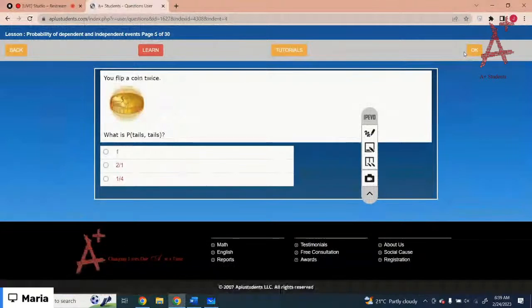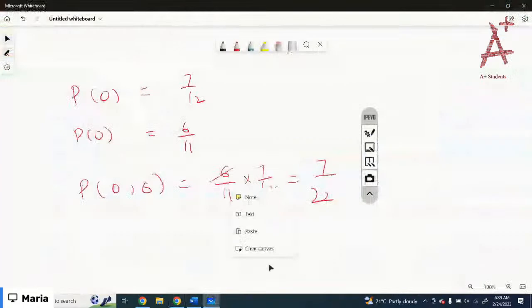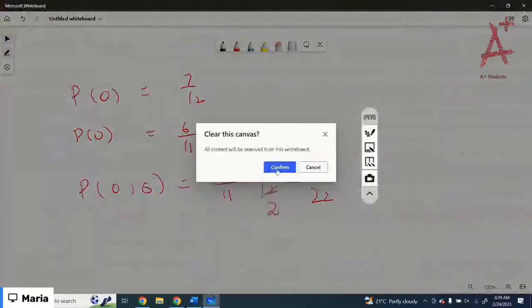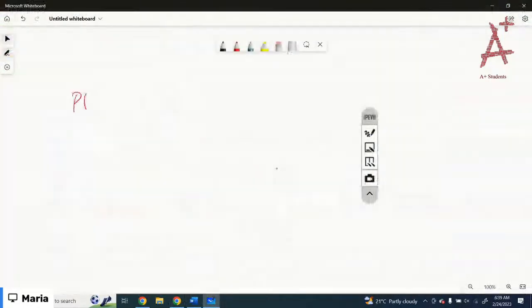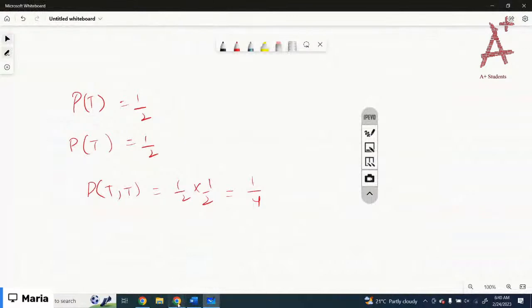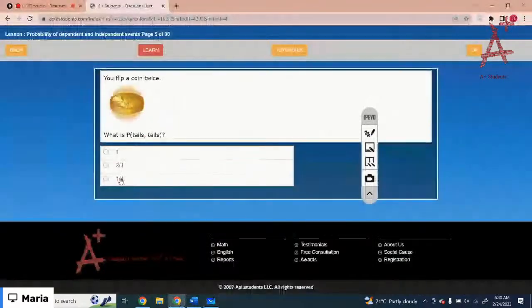Okay, you flip a coin twice. The probability of getting tail and tail, they both are independent events. Got it? The probability of tail is 1 by 2 and again the probability of tail is 1 over 2. Got it? So the probability of tails and tails is 1 over 2 times 1 over 2. It would be 1 over 4. Got it? So the correct option is 1 over 4.